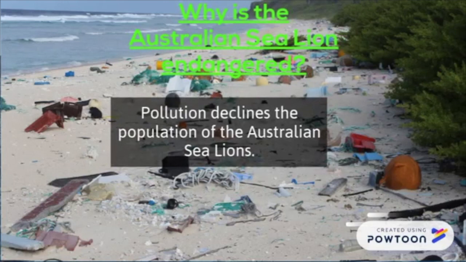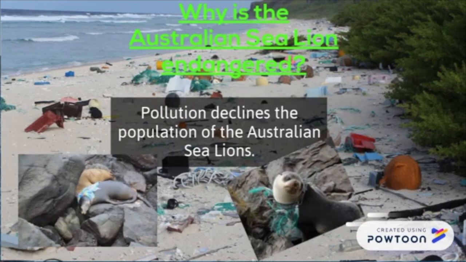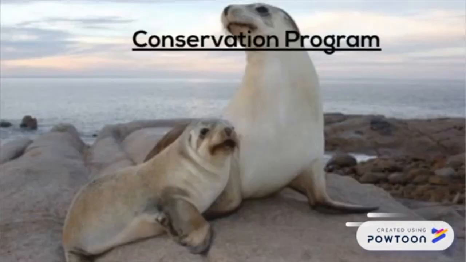Why is the Australian sea lion endangered? Pollution declines the population of the Australian sea lions. Sea lions are found with rubbish in their bellies, which kills them.